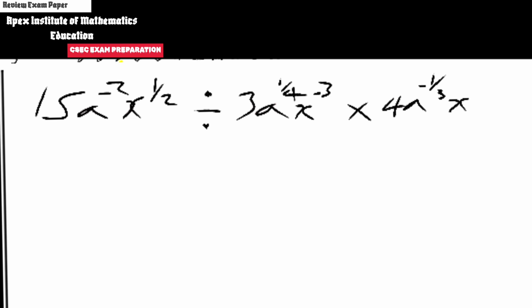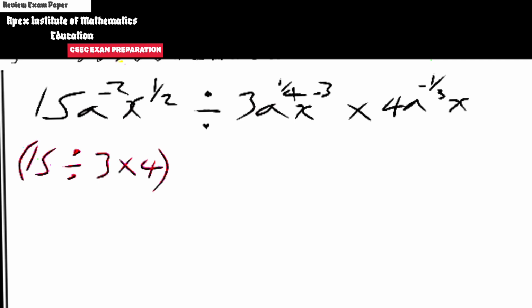The key in this question, guys, is to be as organized as possible. If it's too jumbled up, you guys are going to make a mess of the question. So we want to take out the 15 here, and we want to divide it by the 3, and we want to multiply it by the 4.